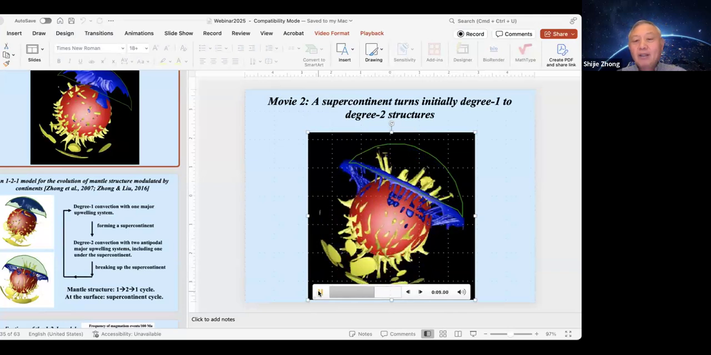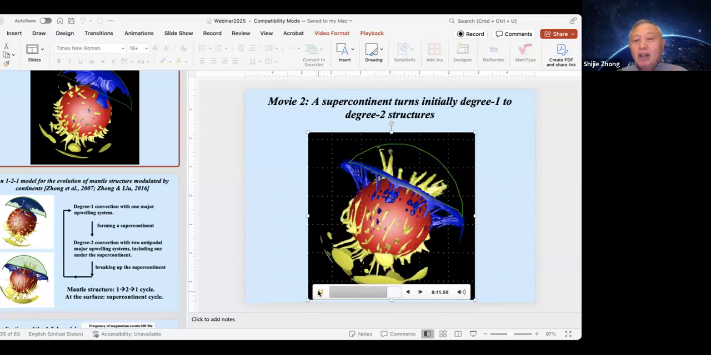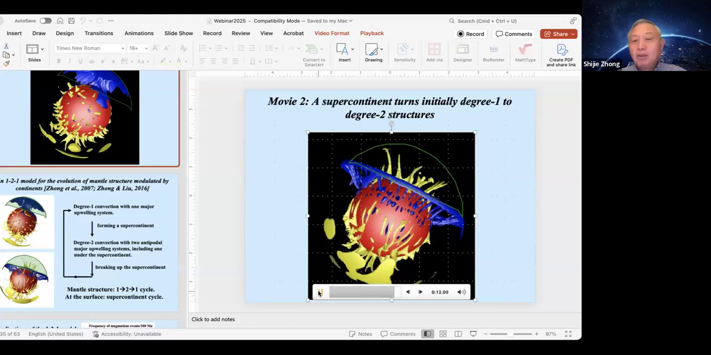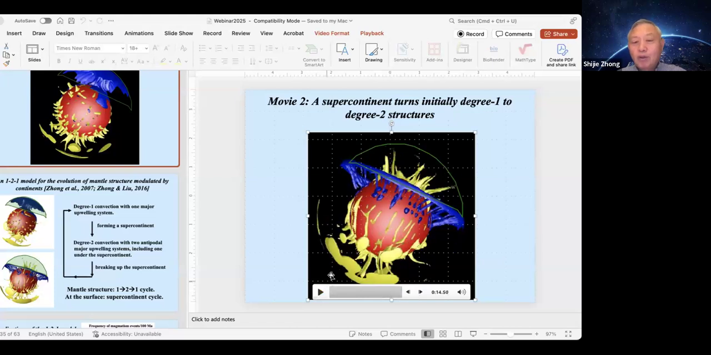And then that subduction will cause return flow below the supercontinent. So then you start to form secondary plumes below the supercontinent. Okay, so this is now two superplumes. You start to have a two-plume system. Then these two plumes are antipodal. Okay, so that's how you can get a degree 2 structure.